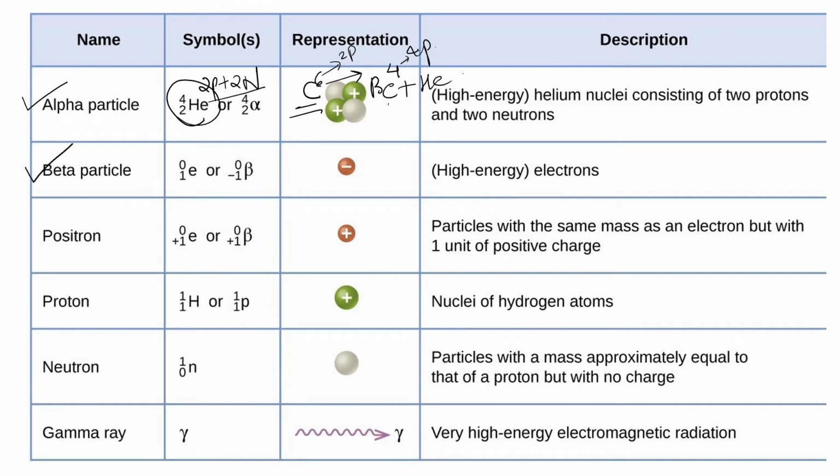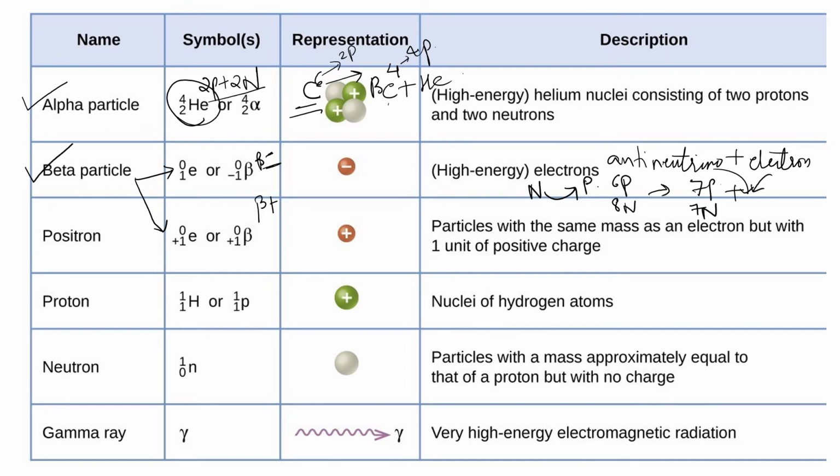Next, coming to the beta particle, you have 2 types of beta emissions. One is beta negative or beta minus emission, and the other one is beta plus emission. In beta minus emission, an antineutrino and an electron are emitted out, and in this process one neutron turns into a proton. So if there are 6 protons and 8 neutrons, it turns into 7 protons plus 7 neutrons, and one antineutrino plus 1 electron is emitted out.